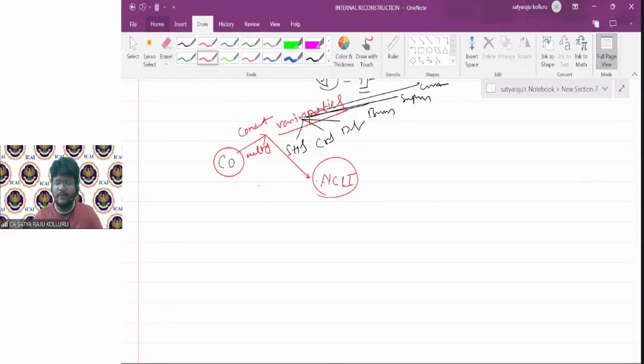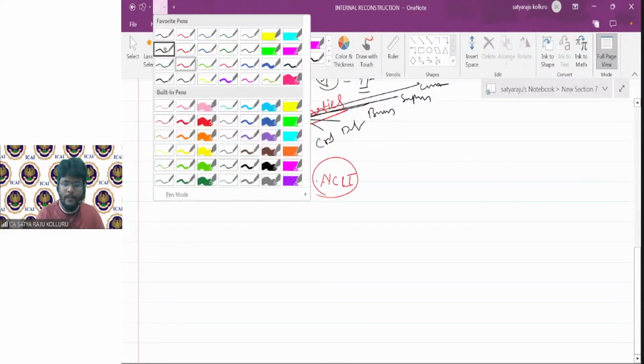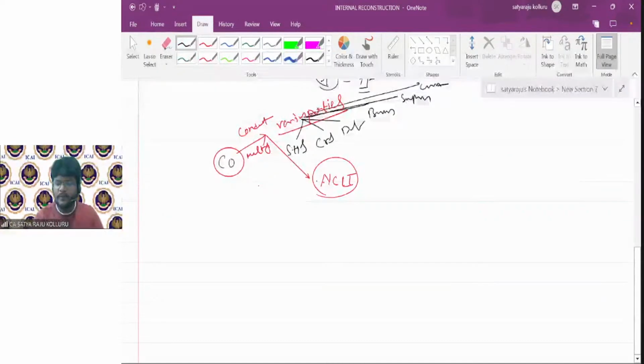What is NCLT? As per the Companies Act 2013, various administrators are there to administer the company law. I can call them regulators. So the best name is regulators. Various regulators are there as per the Companies Act 2013.